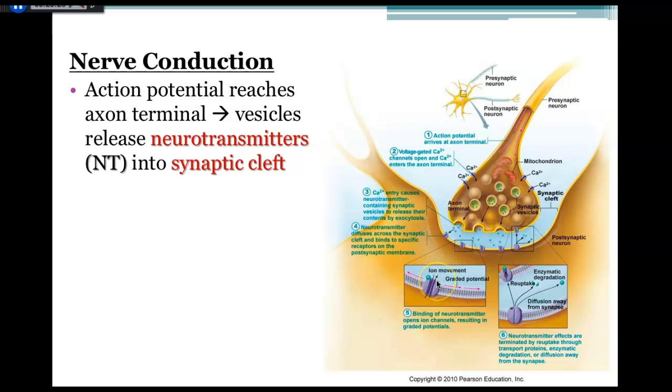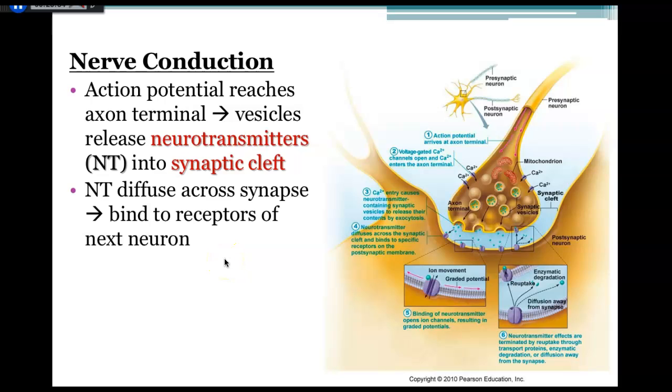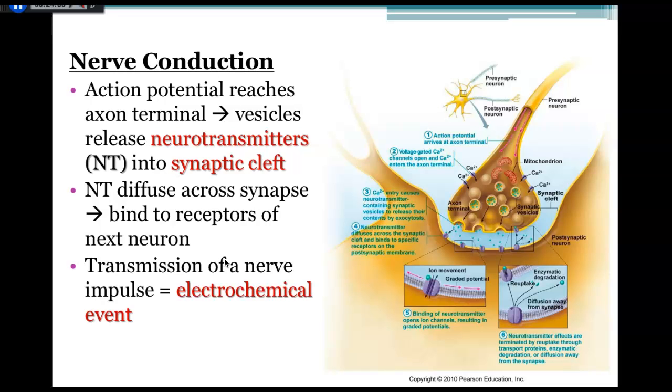All right, the binding of the neurotransmitter then opens up the ion channels, and then what's going to happen is an action potential, and then that neurotransmitter that was bound to this receptor then leaves the receptor and goes back to the neuron that it came from because it did its job. It started the action potential in the next neuron. Right, so neurotransmitter, NT means neurotransmitter, diffuses across the synapse, binds to the receptor of the next neuron. The transmission of a nerve impulse is an electrochemical event. So a neurotransmitter is released, binds to a receptor, causes an action potential in the next neuron.